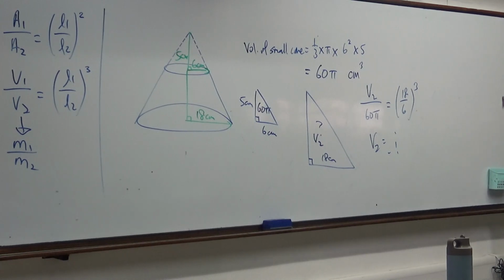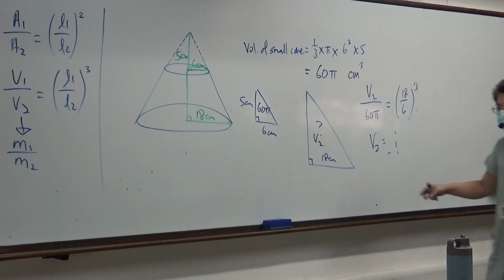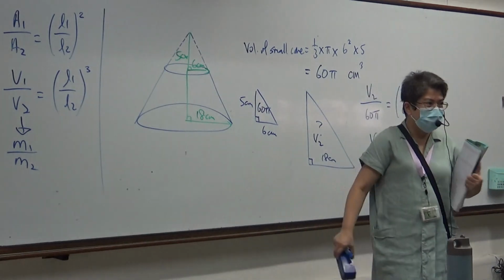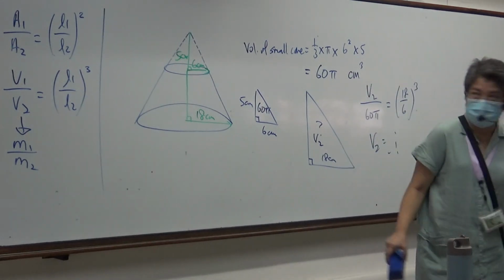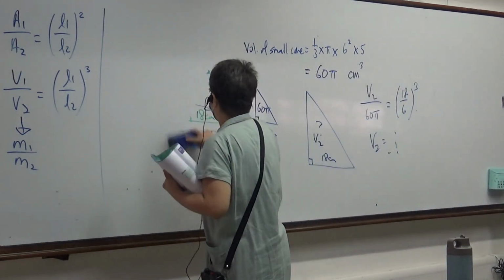Okay? Now, next, can we look at example 6? We have two spheres. Spheres are always similar because they have only one dimension, and that's the radius. Okay? Now, there are two spheres here.